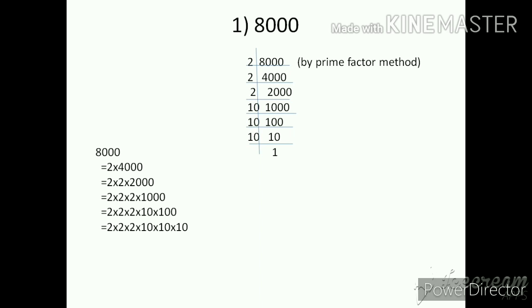Now here, children, 3 2s are there and 3 10s are there. Among the 3, you take down 1 common. So among the 3, take 1. So 2 into 10, we get, children, 20. Therefore cube root of 8000 equal to 20.